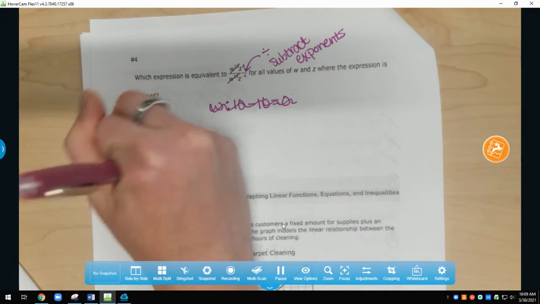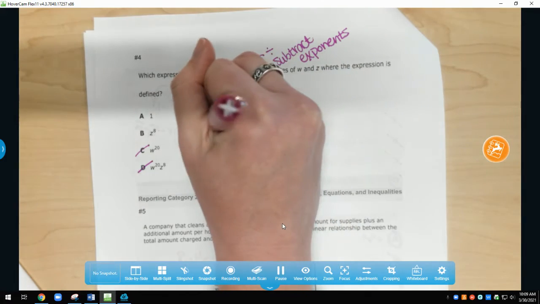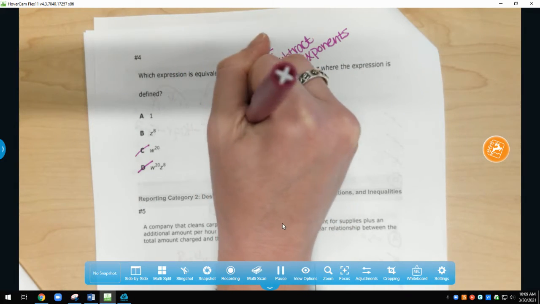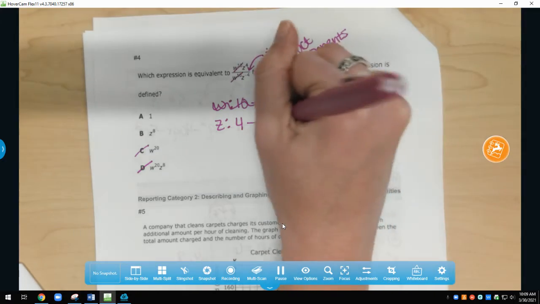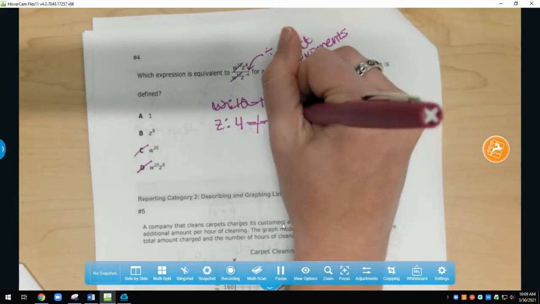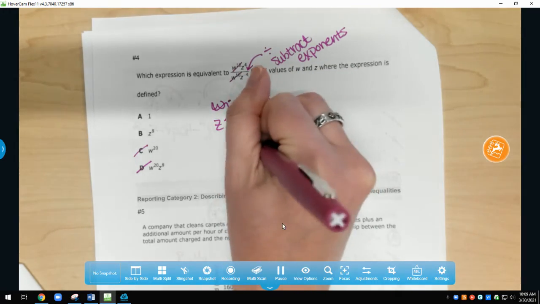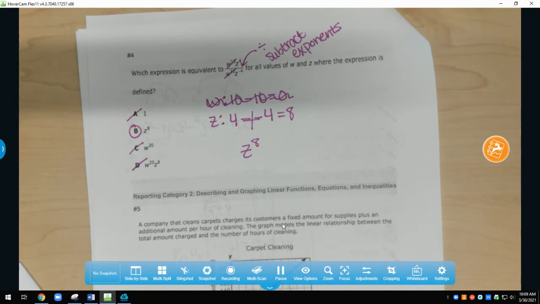So the W's disappear. So anything with a W, we can get rid of. Then we have our Z, we have 4 minus the negative 4. Remember, when you have a minus and a negative, it's a big positive, so we have 8, so our answer should be z to the 8th. So it would be answer choice B.